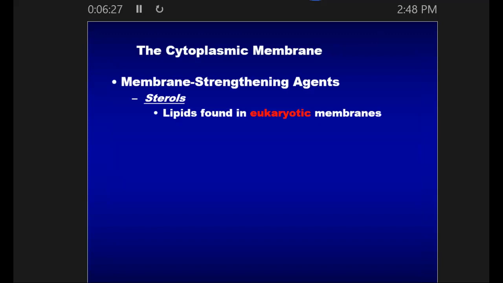If it's a fungus, for example, then they tend to have sterols in their cell membrane, and we have sterols in our cell membrane. We're eukaryotic as well. And so like, cholesterol, that's a sterol. So we do need cholesterol in our diet because it does help strengthen our cell membrane.